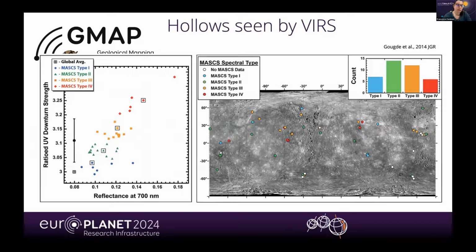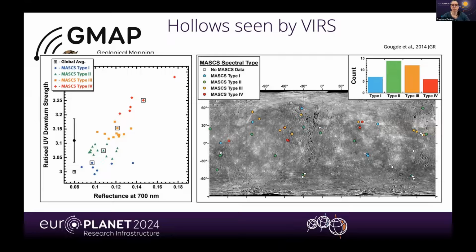And also putting together in the same plot the reflectance, for example, and this UV downturn, you can identify different kinds of hollows. So you can see in this plot these four types of hollows. For example, the blue one, the first type, is characterized by low value of this UV downturn parameter, and then the red one is the one which shows larger value of the reflectance, which is associated with higher value of the downturn parameter.